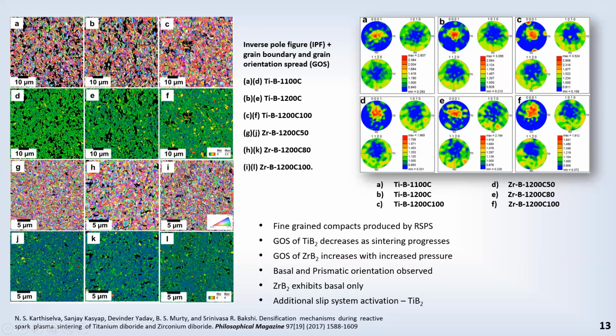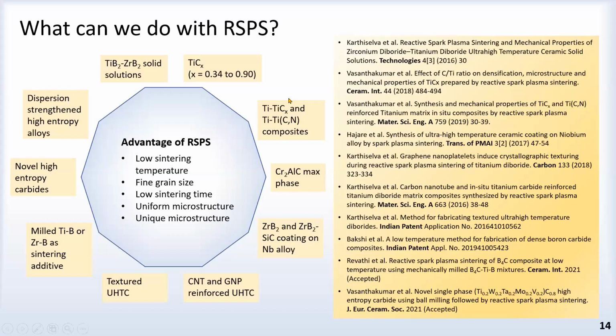Okay, now what all can we do with RSPS and what all have we done? There are tremendous possibilities because of several advantages such as low sintering temperature, fine grain size, low sintering time, uniform microstructure, and unique microstructure that we can get. So we have done several things. We have made titanium carbide with different carbon to metal ratio. We have made titanium matrix composites.